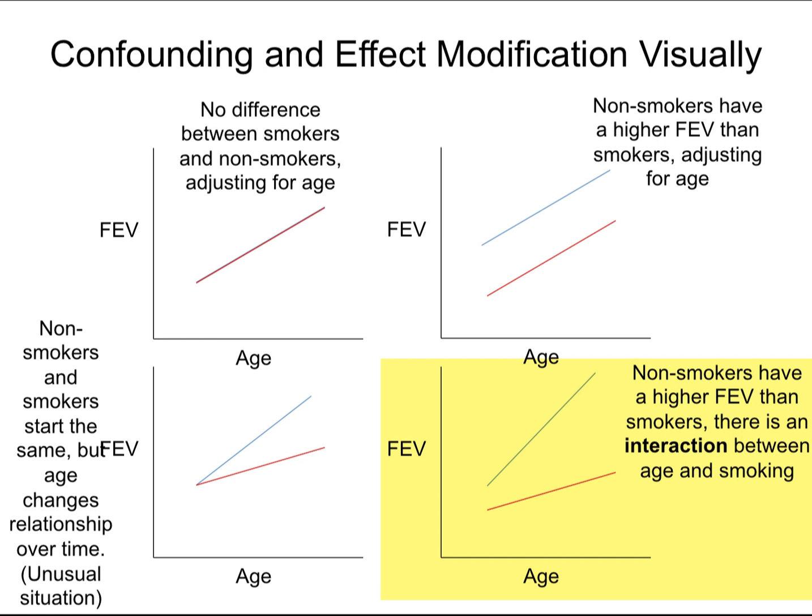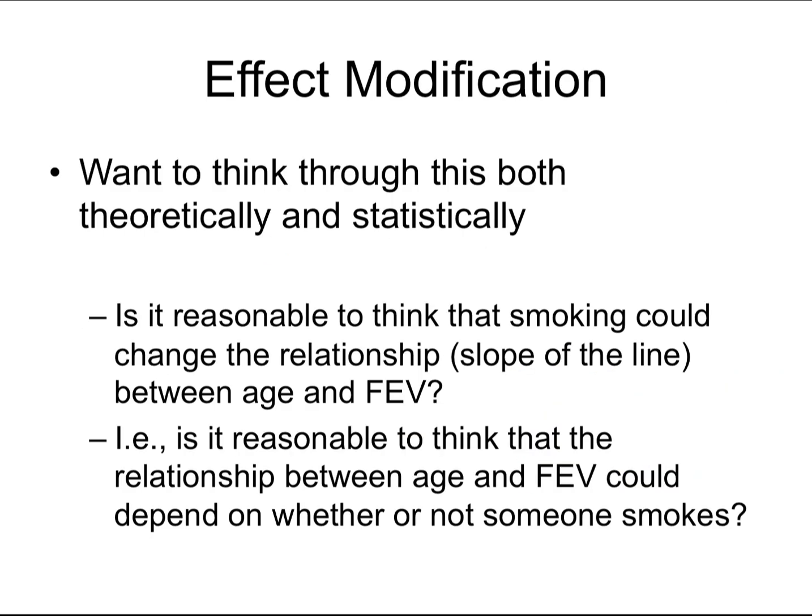So with confounding, the effect of x1 is stuck with x2, but with effect modification, the effect of x1 depends on x2. So what do you think? Is it reasonable to think that smoking could change the relationship or the slope of the line between age and FEV? You want to think this through both theoretically and statistically.